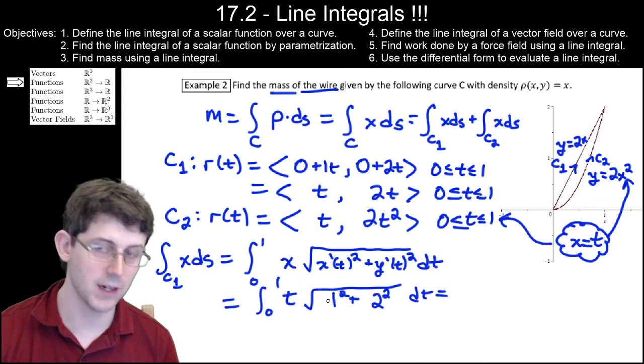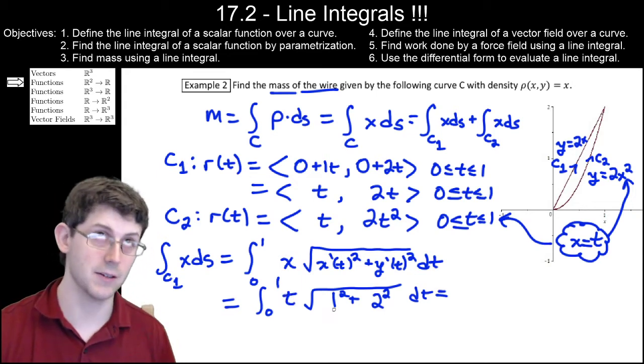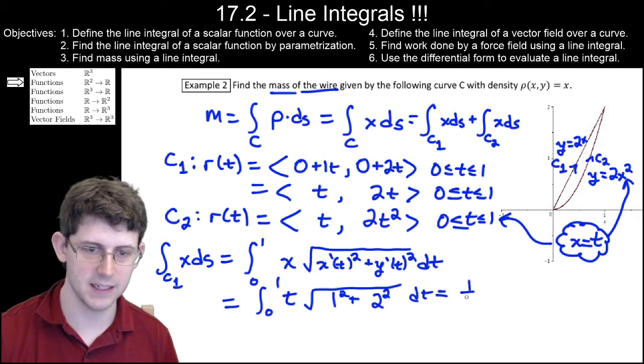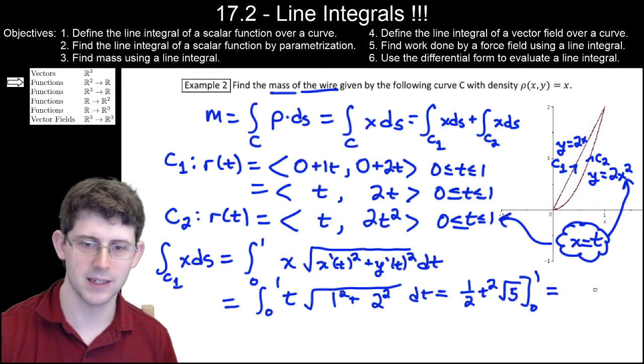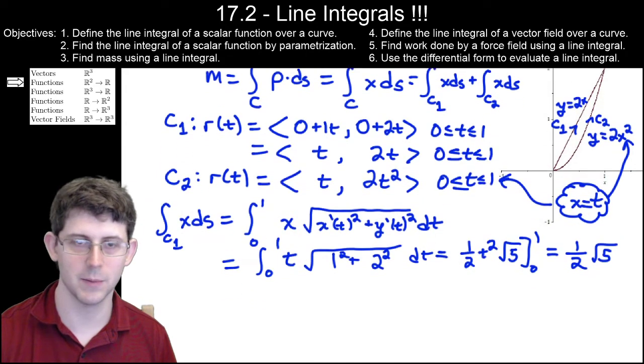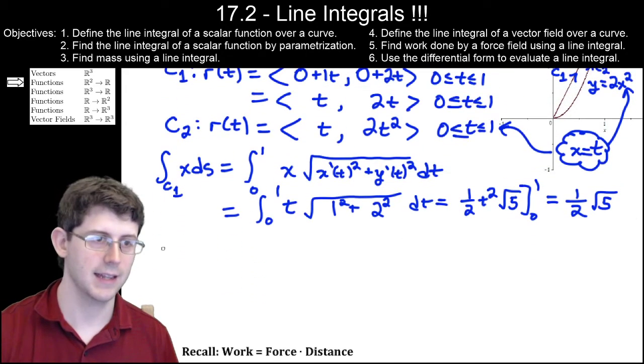Notice that all the work is in getting the parameterization to line up and make sense. So the integral of t dt is half t squared. I have this weird square root of 5 floating here. And I'm going from t equals 0 to t equals 1. So I get half square root of 5 for the C1 component of the integral. Then I'll do the C2 component.